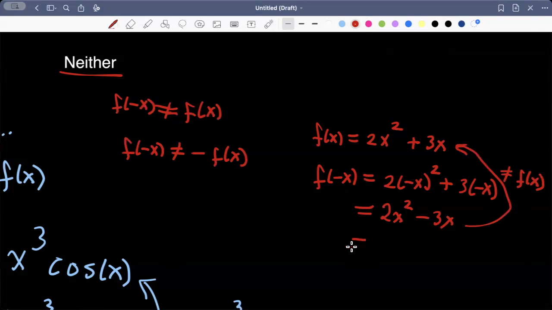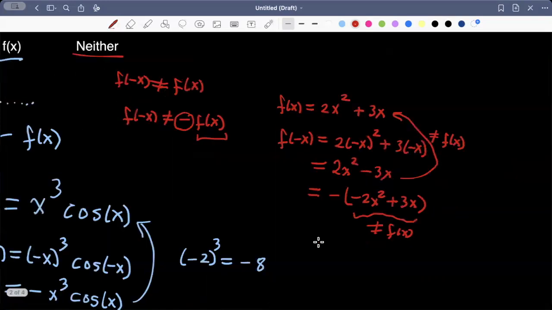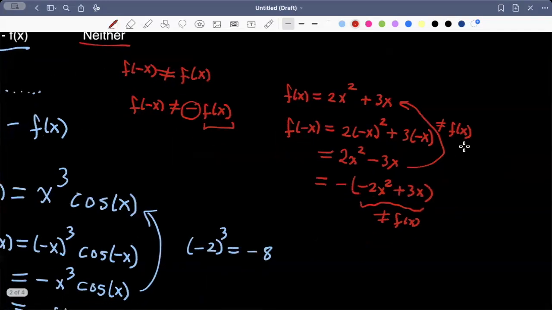But maybe if I factor a negative, the rest will look like the original. So I will try that. If I take out the negative, it's going to be negative 2x squared plus 3x, like that. Okay, but even then, this is not the same as the function. So not only is f of negative x not equal to f of x, it's also not equal to the negative of the function. Therefore, this function is neither odd nor even.